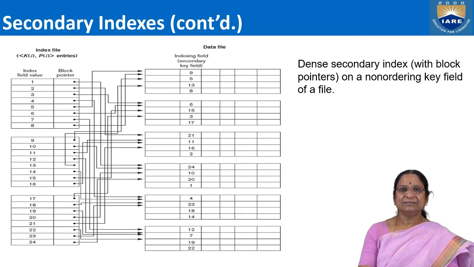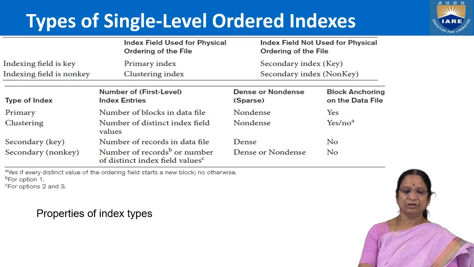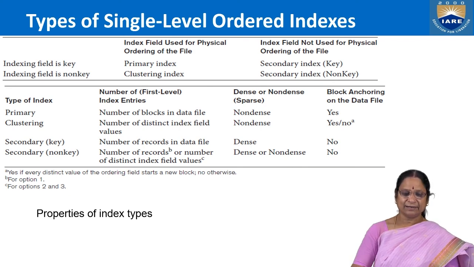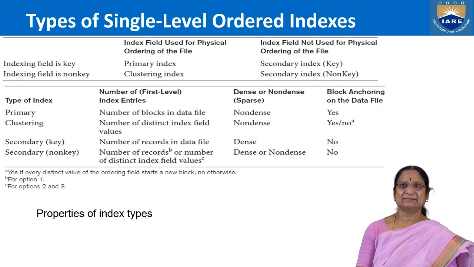Generally, a secondary index will be a dense index with block pointers on a non-ordering key attribute value. Various types of single-level ordered indices and their respective properties are represented here. In the case of primary, the number of blocks in the data file is considered, and dense or non-dense; here it is non-dense, which means sparse. Block anchoring on the data file is possible. Similarly, clustering, secondary key and secondary non-key indices are there.